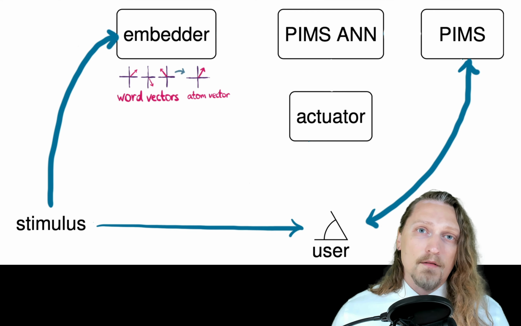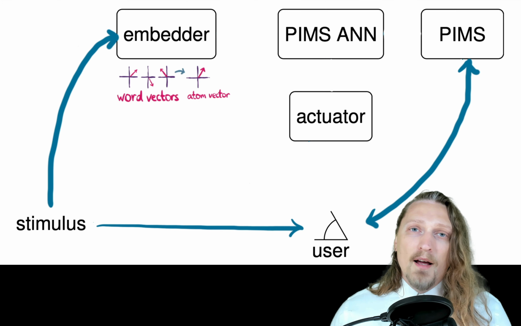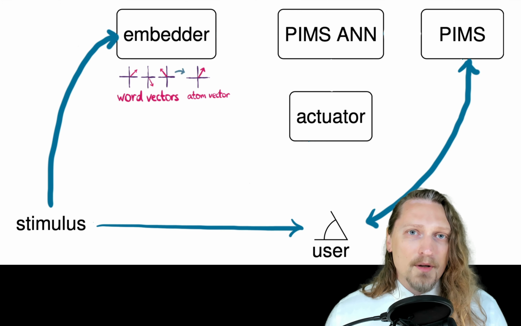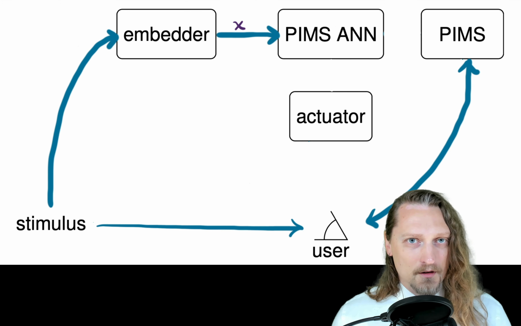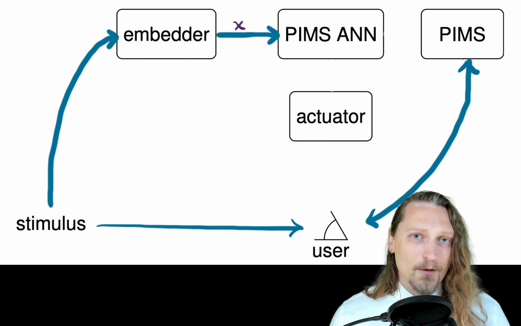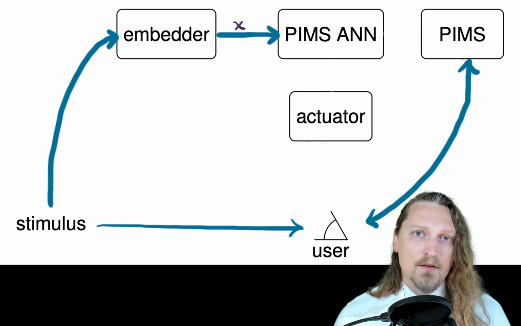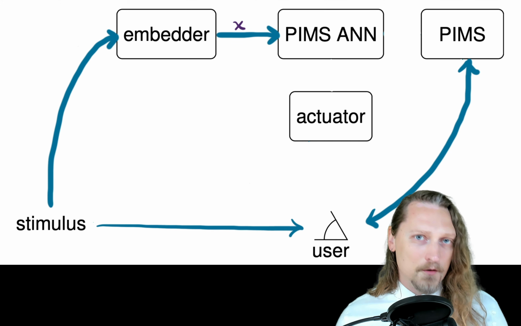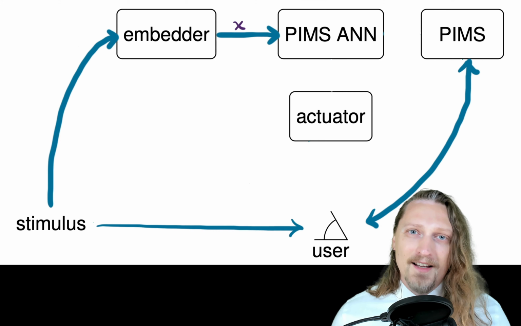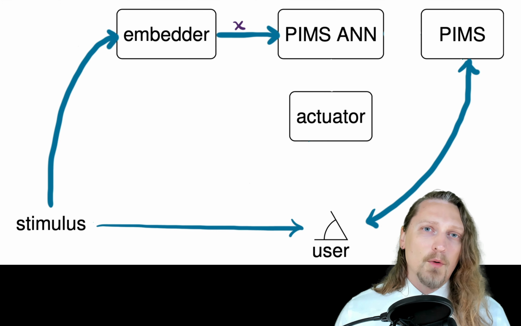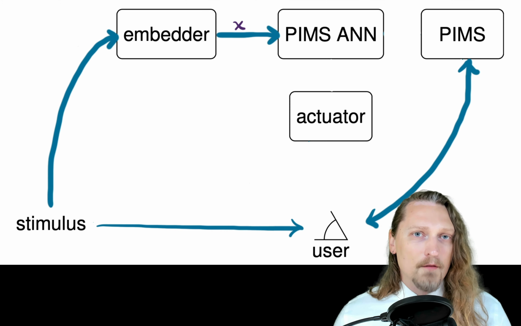We actually have several methods for doing this. So now we have an atom vector, and we're going to take this and put it into the input of an artificial neural network. The input of that artificial neural network we'll call X, or the embedded atom. Of course, every artificial neural network has an input or inputs and an output or outputs. We would like those outputs to be associated with the structure of the PIMS.